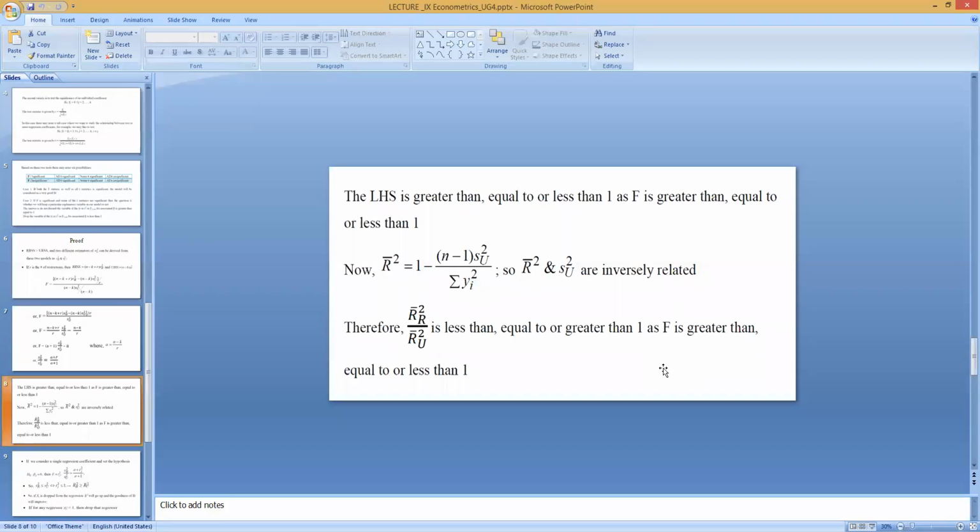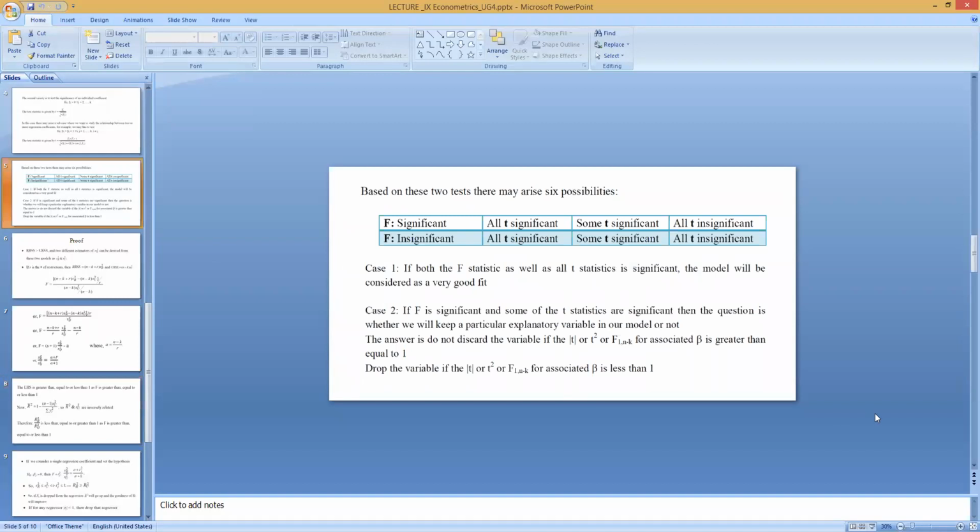Anyone, any question? Ma'am, can you please explain case 5 once again? Case 5: F insignificant, some t significant. In the last class, I mentioned that if F is significant and all t are insignificant, or F is insignificant and all t are significant, it is an impossibility. And if F is insignificant and all t are insignificant, in that case, we have to redo the exercise.